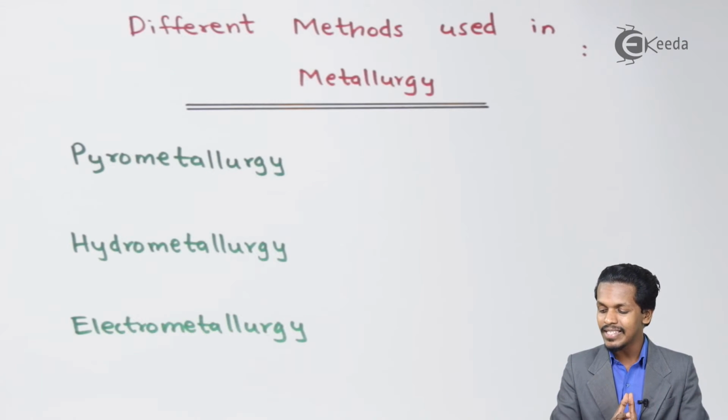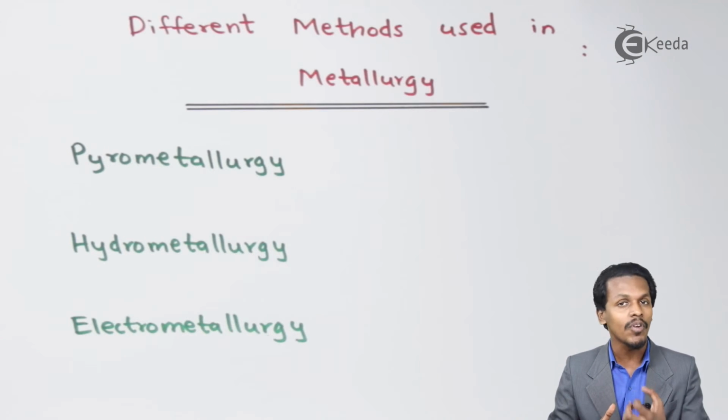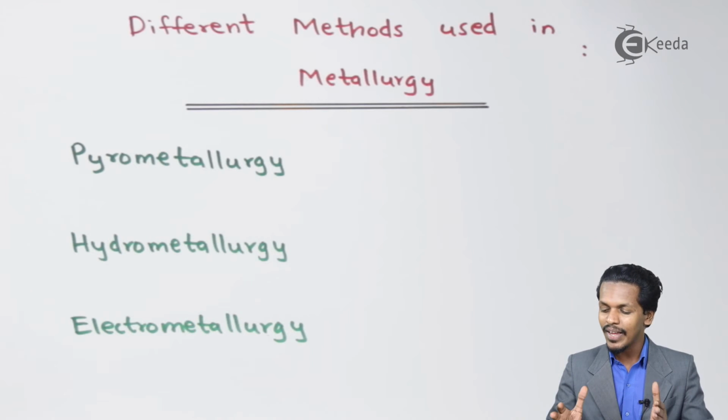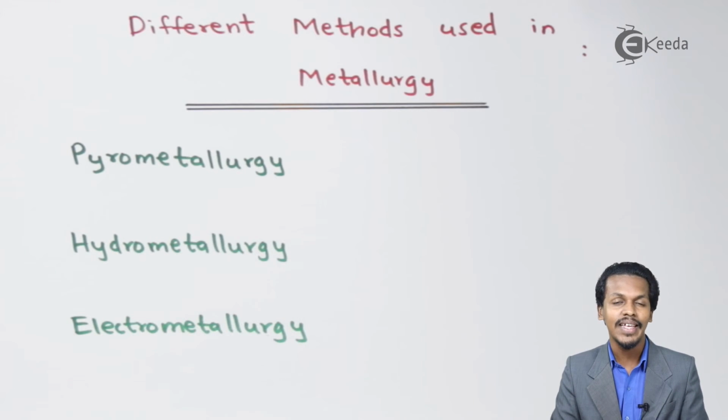In all these cases, the main thing is to extract metal from its ore by using a suitable reagent or by using a particular method so as to extract the main metal. Therefore, these were the different methods used in metallurgy, and that's it.